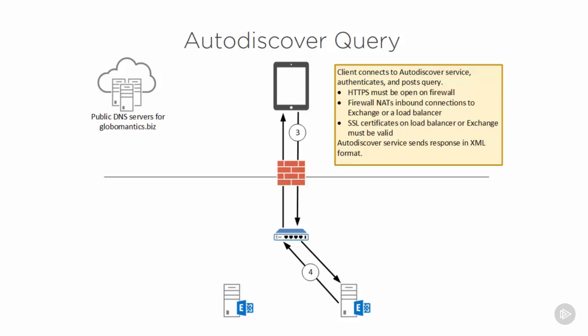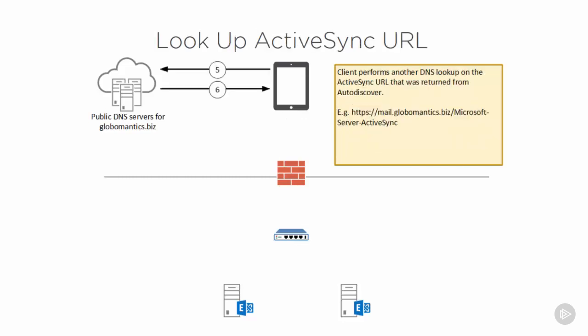So the client will connect to that AutoDiscover service, authenticate, post the query, and in order to do that, HTTPS must be open on the firewall, and the firewall must NAT those inbound connections to Exchange, or if there's multiple Exchange servers, NAT them to the load balancer and let the load balancer distribute the traffic to the Exchange servers. That's all HTTPS traffic, which means that SSL certificates must be configured on the load balancer or on the Exchange, and they must be valid, which means they must be trusted by that mobile device. So the AutoDiscover service sends the response back to the device in an XML format, and within that XML response is the name of the AutoDiscover namespace.